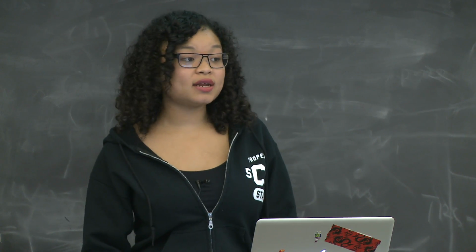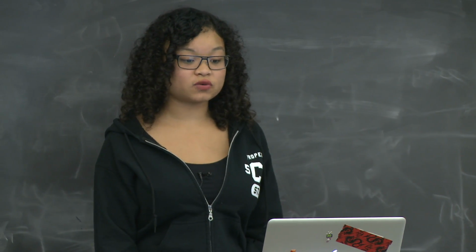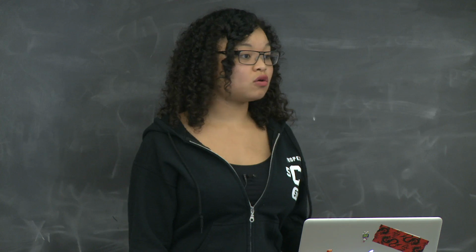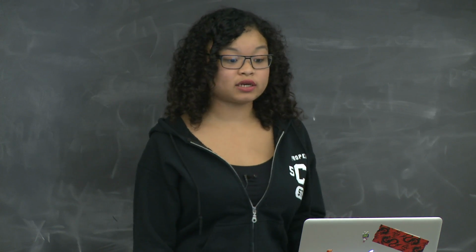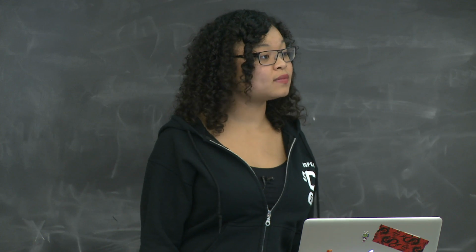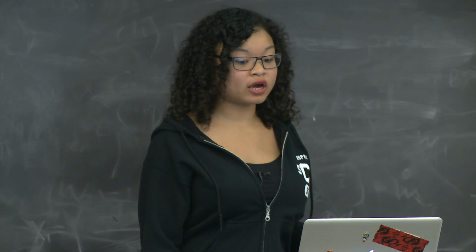Okay, so let's look at a simple example of a Huffman tree. I have a string here that is 12 characters long. I have 4 A's, 6 B's, and 2 C's. So my first step would be to basically count. How many times does A appear? It appears 4 times in the string. B appears 6 times, and C appears 2 times.